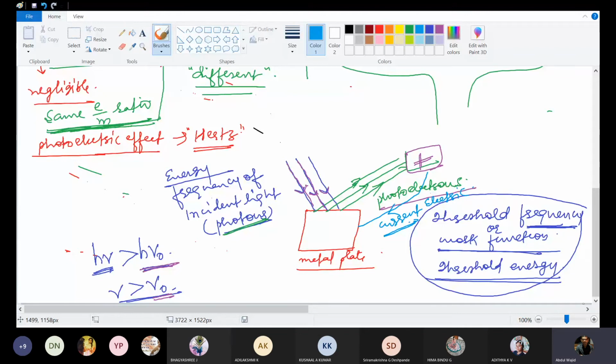Since you get this electric current because of light, it is called the photoelectric effect, and this current is called photoelectric current.